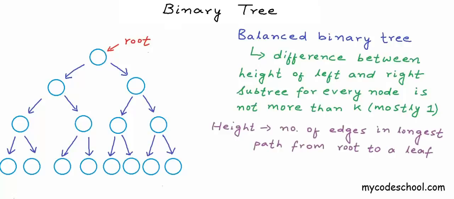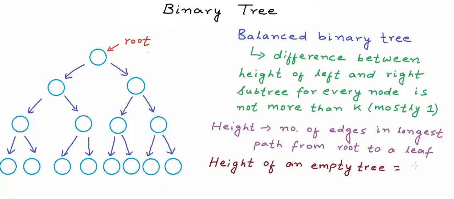We had defined height earlier as number of edges in longest path from root to a leaf. Height of a tree with just one node, where the node itself will be a leaf node, will be 0. We can define an empty tree as a tree with no node, and we can say that height of an empty tree is -1. So height of tree with just one node is 0 and height of an empty tree is -1. Quite often people calculate height as number of nodes in longest path from root to a leaf.